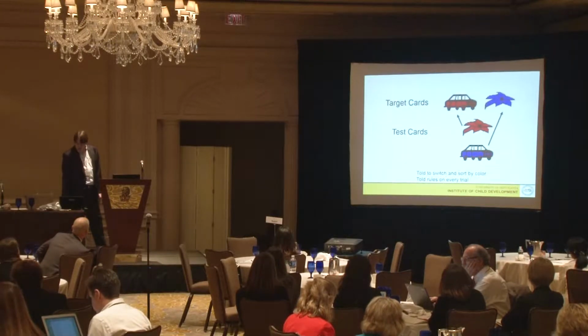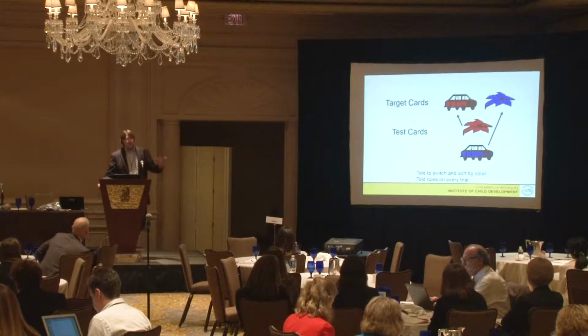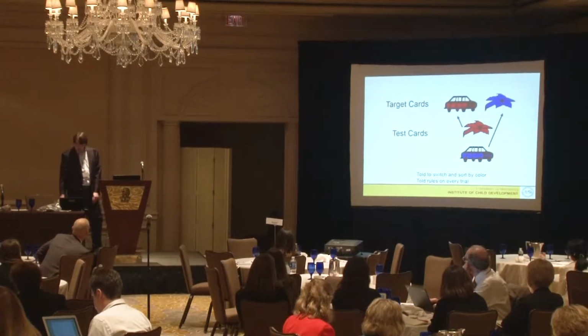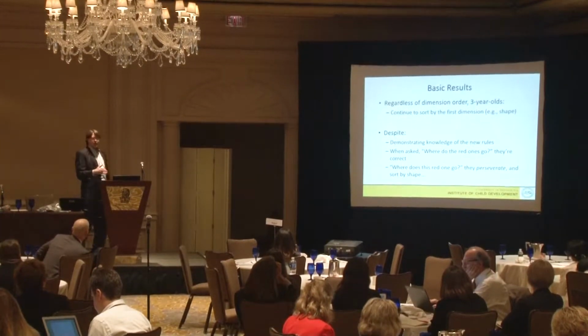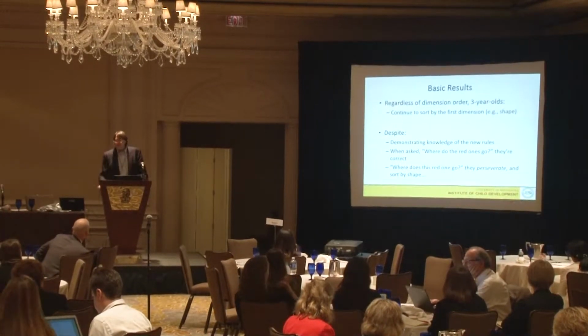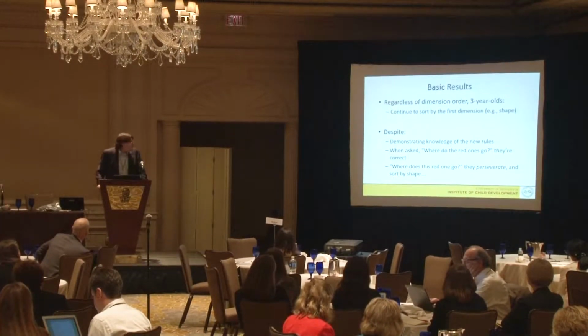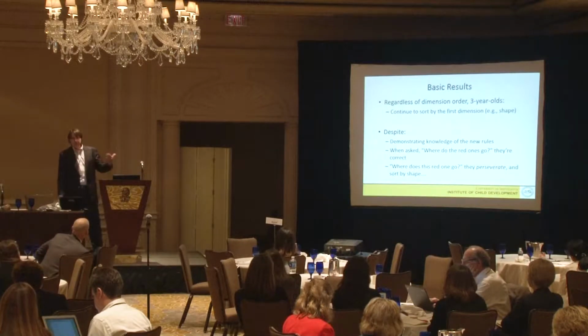And then on subsequent trials they're told, we're not going to play the shape game anymore, it's a new game, it's the color game. If I show you a red one, I want you to put it here, a blue one, I want you to put it there. And regardless of whether you start with shape or color, 3-year-olds typically get stuck on that first way of treating these stimuli. And they do this, so they continue to sort by the first dimension, they perseverate, as we say. And they do this despite demonstrating knowledge of the new rules.